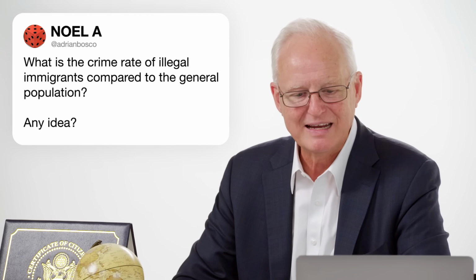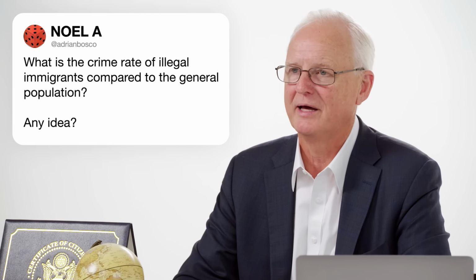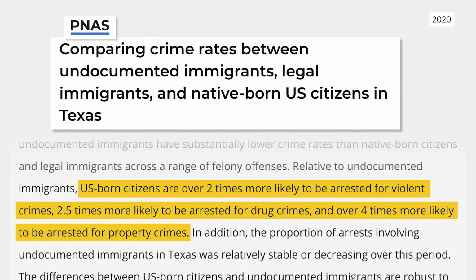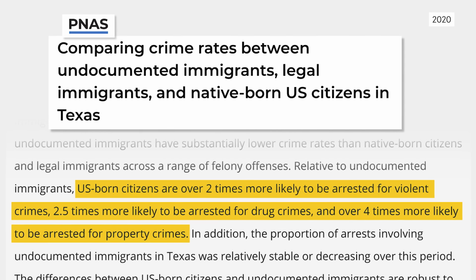This question from Adrian Bosco: what is the crime rate of illegal immigrants compared to the general population? Interesting question, because the data is very sparse, and until recently, only one state actually tracked that data, the great state of Texas. Whenever they arrest anyone, they find out their immigration status and they publish those records online for the world to see. Undocumented immigrants commit crimes at a much lower rate than US citizens.